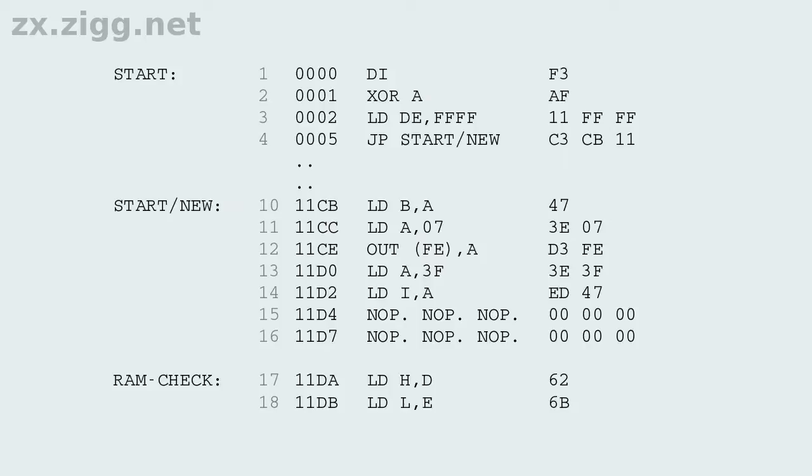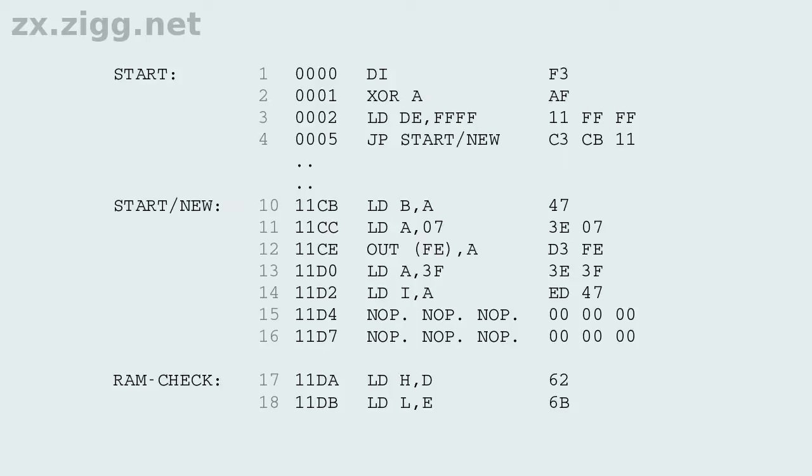At line 3, register pair DE is loaded with FFFF. This is the highest possible RAM address in the 48K ZX Spectrum. The jump instruction at line 4 transfers execution to address 11CB, line 10.